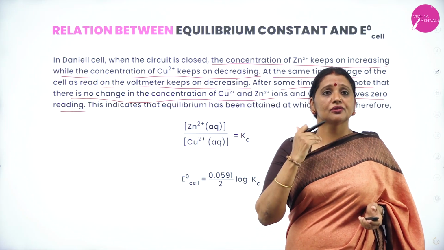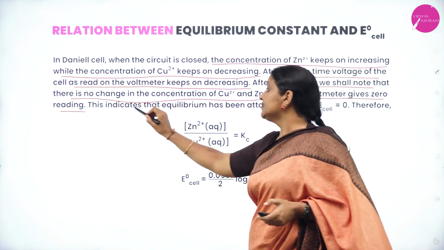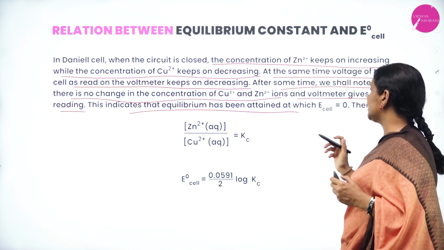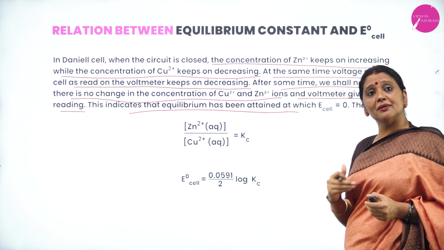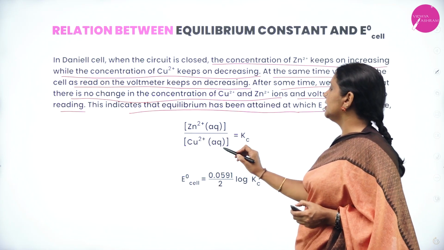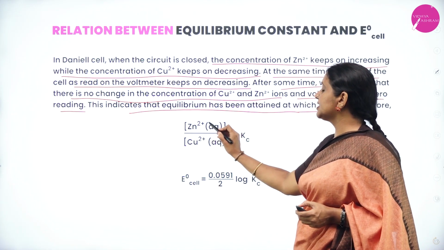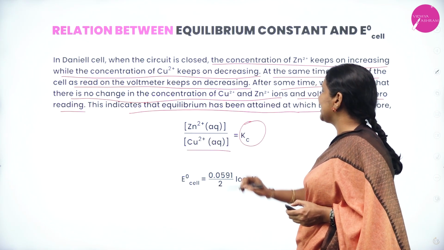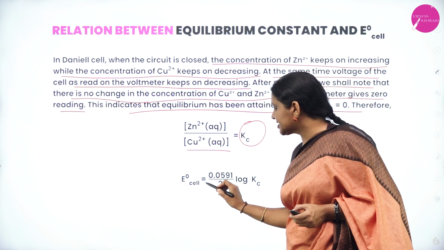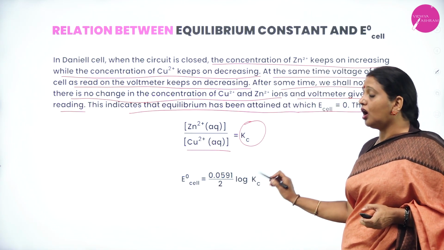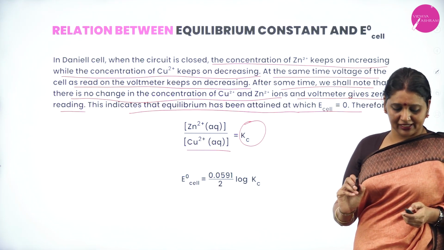In the voltmeter, you are observing 0 reading. This indicates that equilibrium has been established, at which E cell is equal to 0. Therefore, the molar concentration of zinc ion divided by the molar concentration of copper ion becomes Kc. Therefore, E naught cell is equal to 0.0591 divided by 2 log Kc.